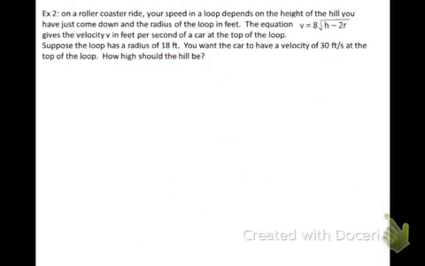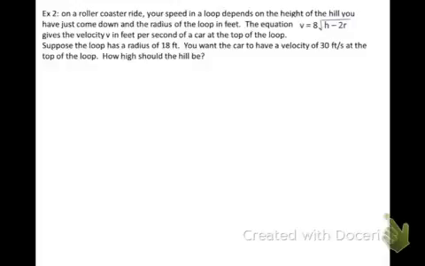Example 2. On a roller coaster ride, your speed in a loop depends on the height of the hill you have just come down and the radius of the loop in feet. The equation v equals 8 square root of h minus 2r gives the velocity v in feet per second of a car at the top of the loop. We want to be able to go over the loop, so it's kind of important.